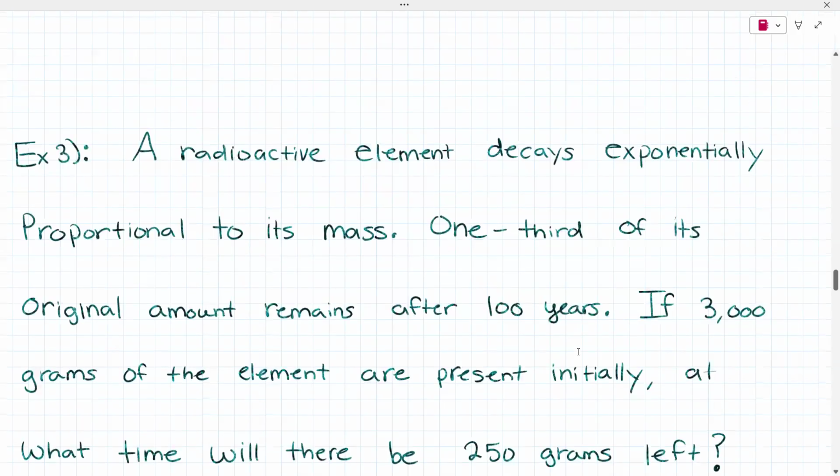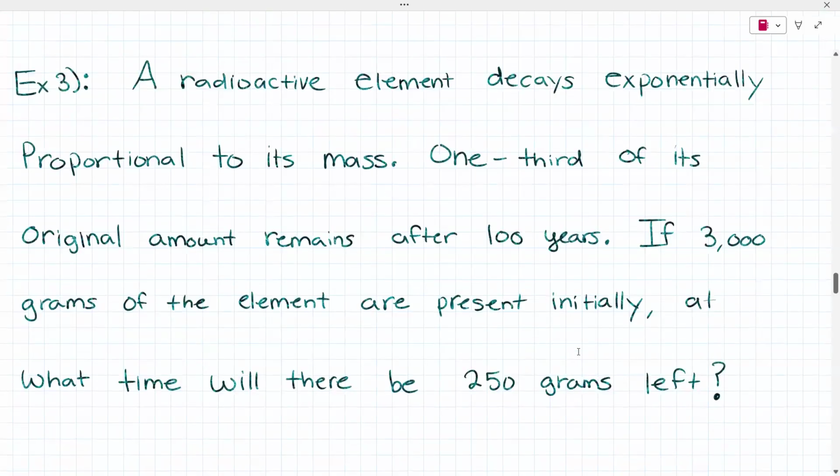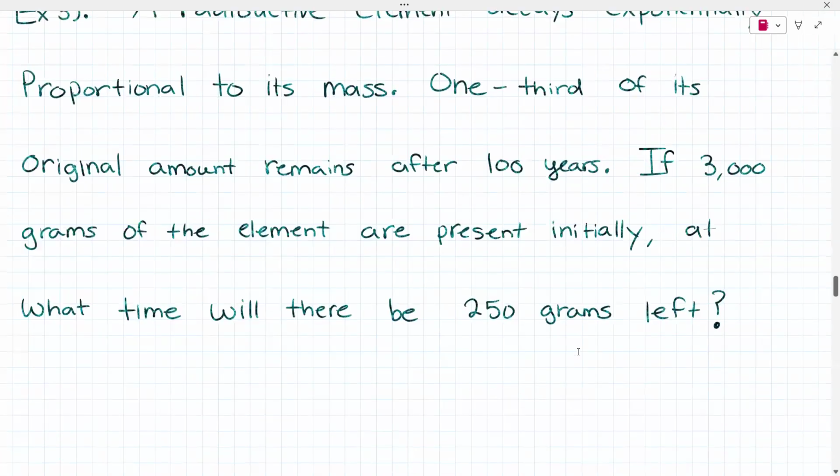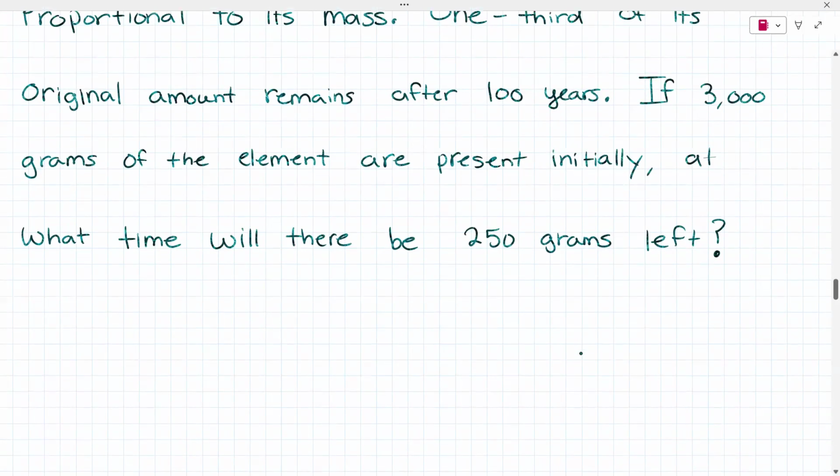Example 3 says a radioactive element decays exponentially proportional to its mass. One third of its original amount remains after 100 years. If 3,000 grams of the element are present initially, at what time will there be 250 grams left? So this time they're asking, at what time? So they're asking for an X value when they give you a Y value of 250 grams, right? So first step is find your C.